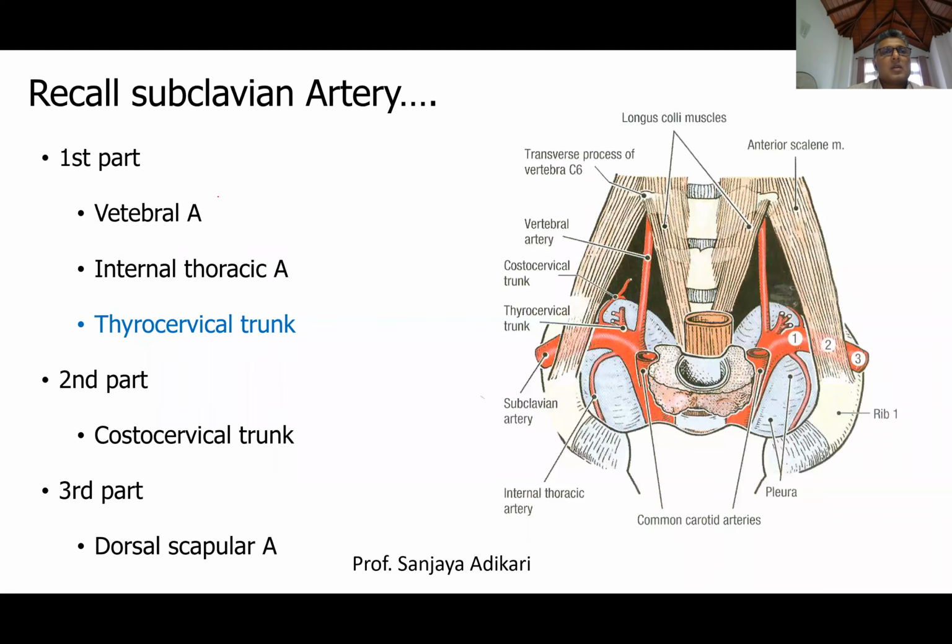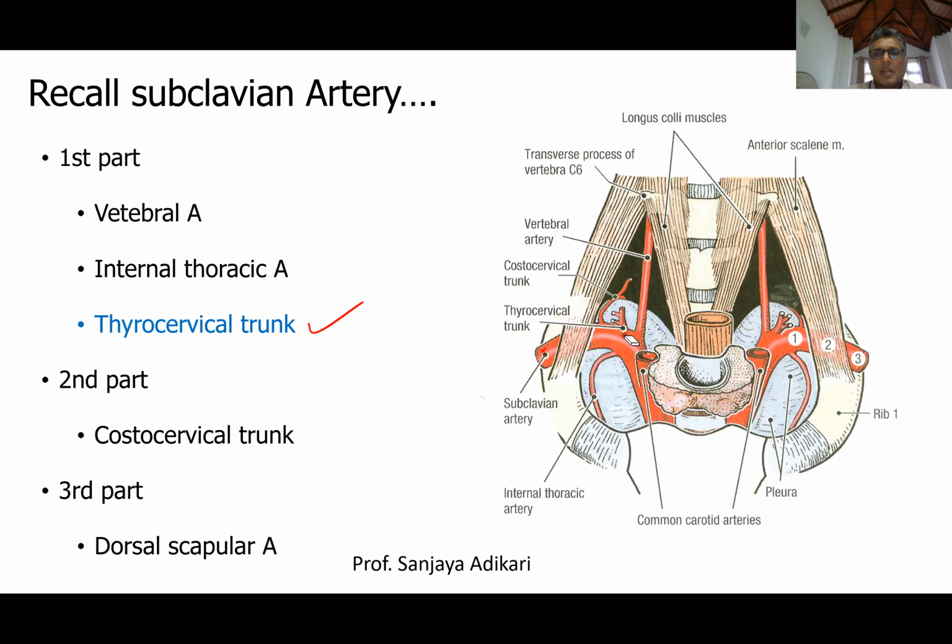Okay, I'll show you here. So first part, you get the thyrocervical trunk. This is the first part of the subclavian artery. The part medial to the scalenus anterior muscle is the first part. The part behind the scalenus anterior is the second part. The part lateral to it is the third part.